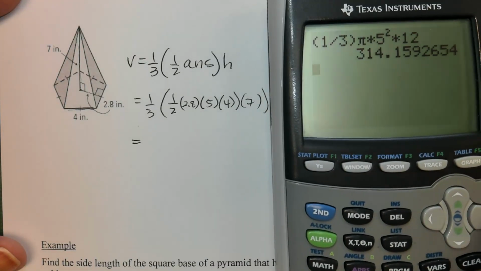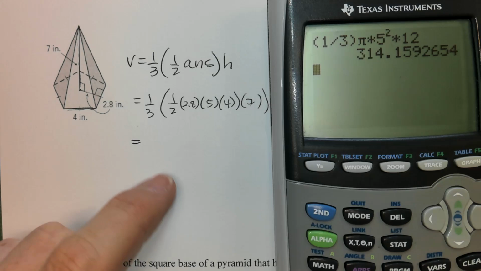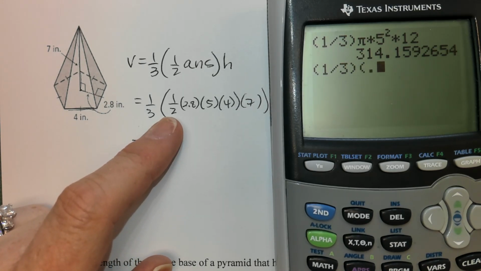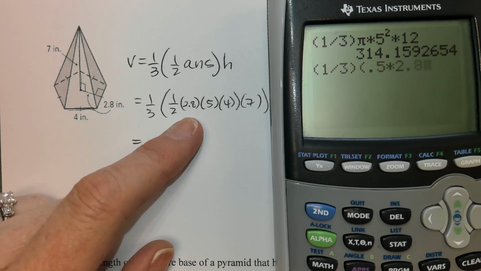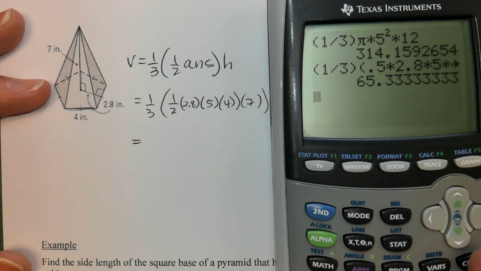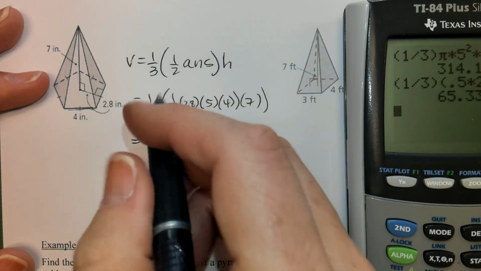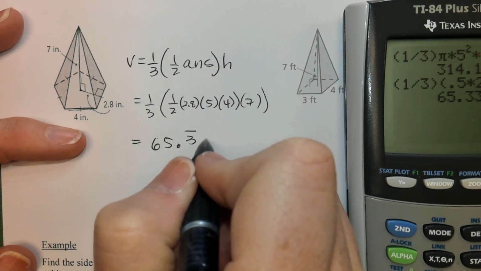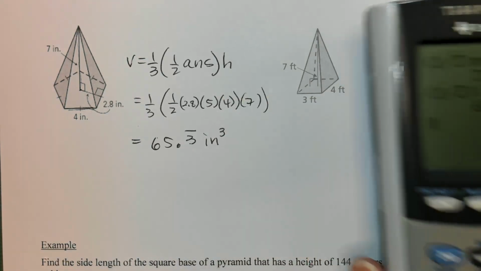Another place to make your calculator a little bit easier to use, so once you get that 1/3 in there, instead of typing a half, you could just type 0.5. Then you have a little less parentheses, a little less fraction bars, might help out a little bit. Looks like this one's 65.33 inches cubed. 2 more to go.